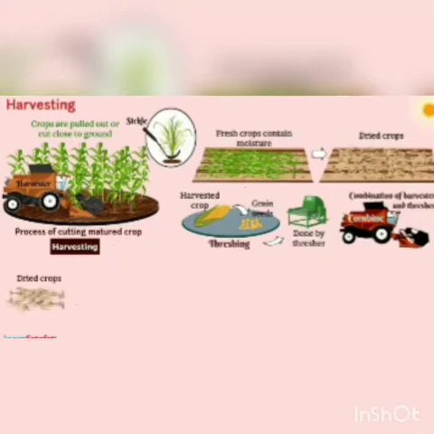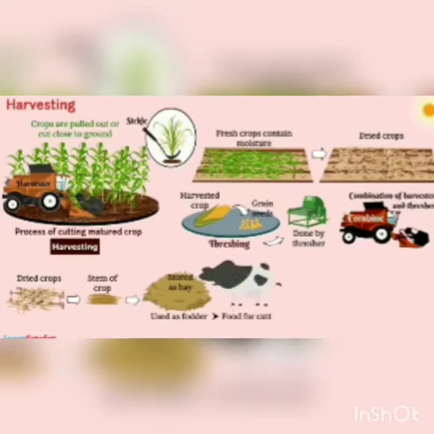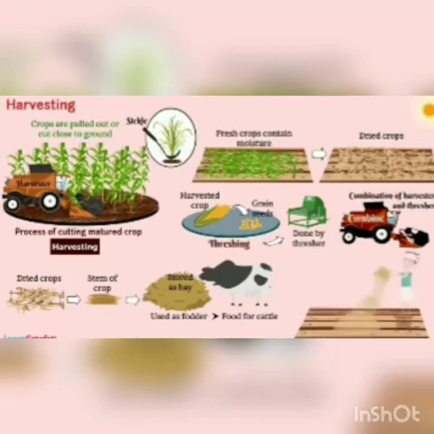After separation, the stem of the crop is cut into small pieces and stored as hay. It is used as fodder, that is, food for cattle. Farmers with small holdings of land separate the grain and chaff by winnowing. The chaff, being lighter, flows away with the wind and falls away from the grains. Thus, grains are separated.